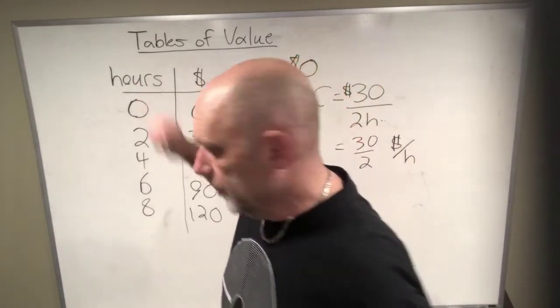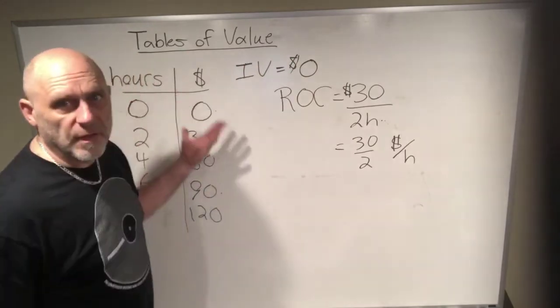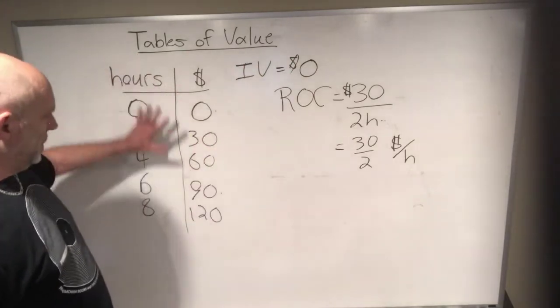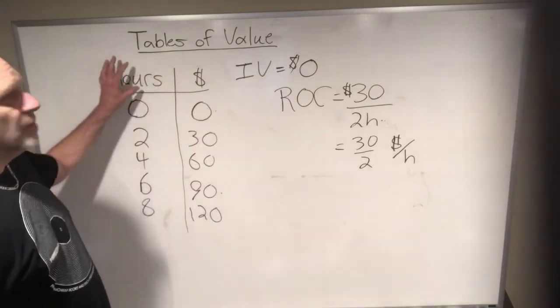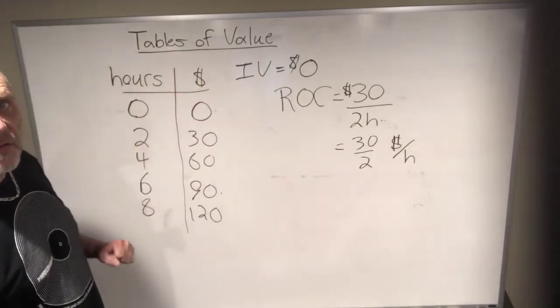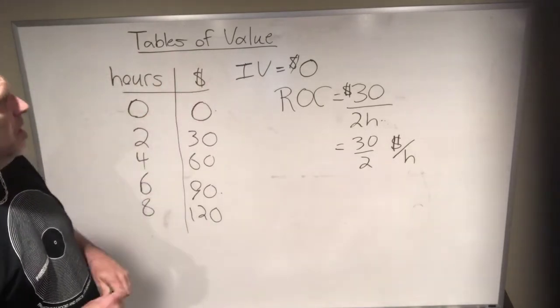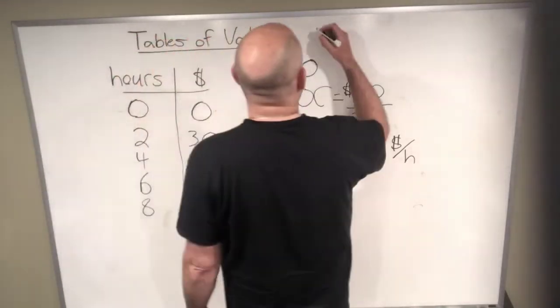Tables of value. This is a table of values. This should be no stranger to you. You've seen this before, except usually with X and Y. So let's say this is a person working. Let's say this is Kiara at her job.